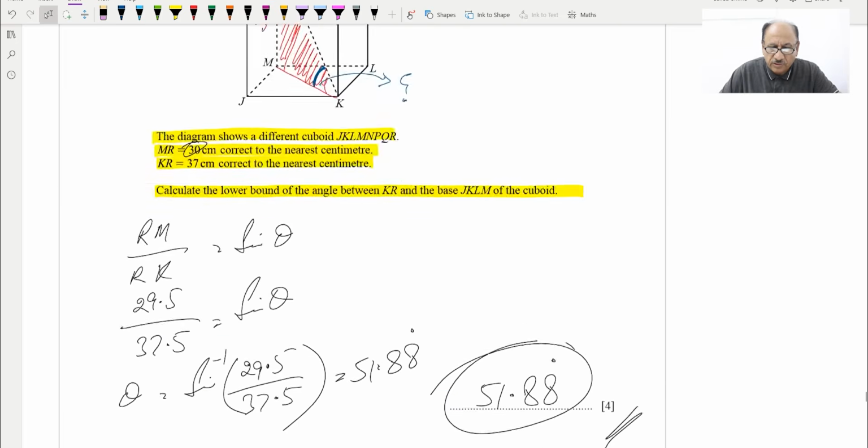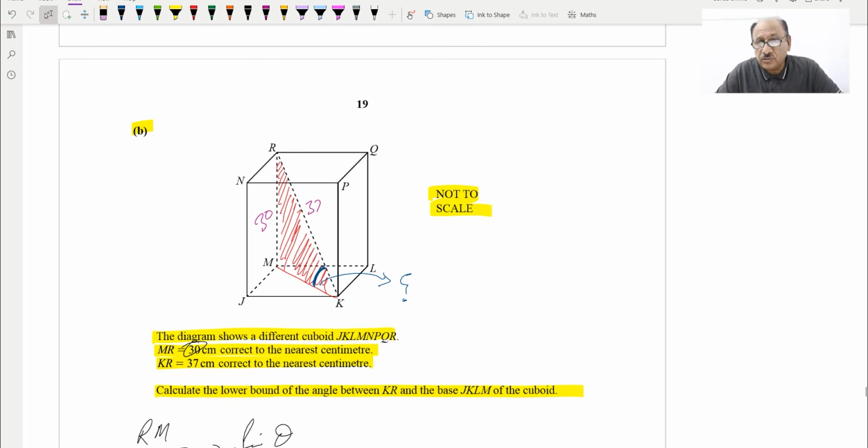Hopefully you understand this. So we are done with the paper. Hopefully you understood each and everything.